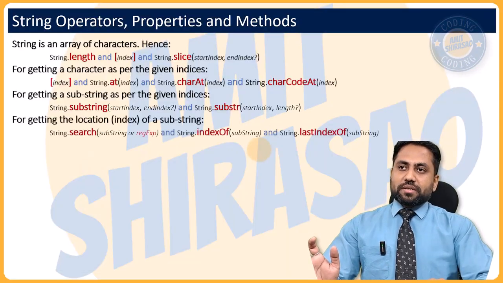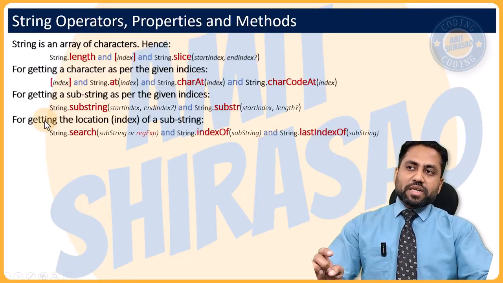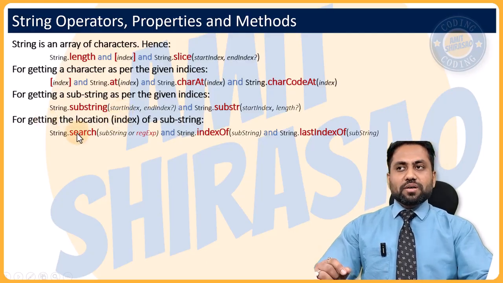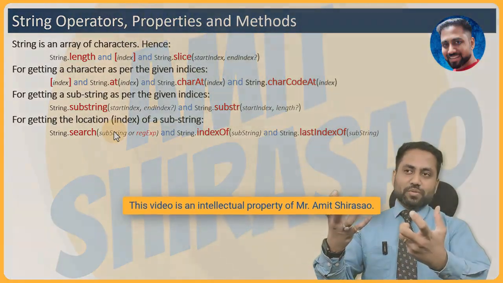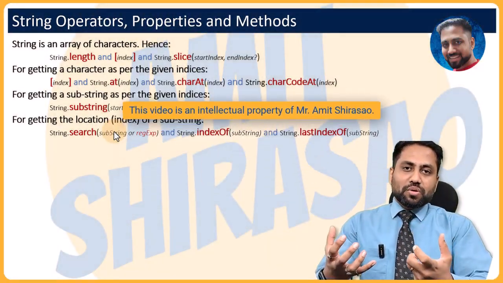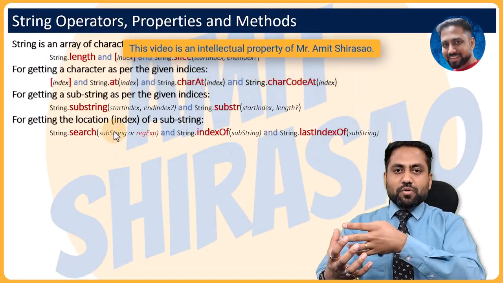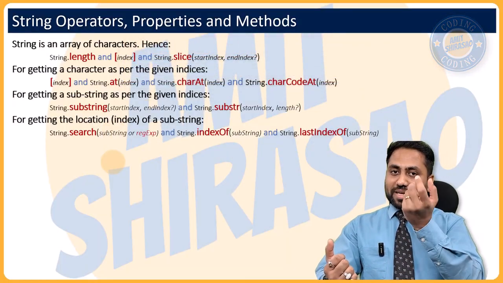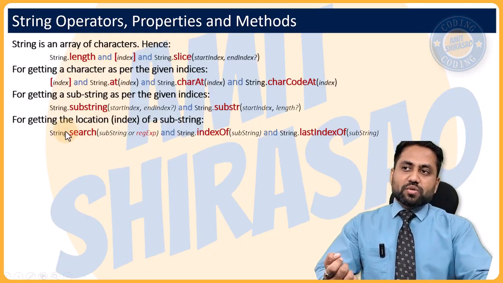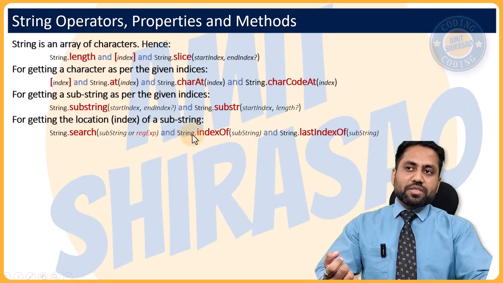Then let's go ahead. Here for getting the location, that is the index of the substring. Now here we have the string also, we have the substring also, but now we want to know where this substring occurs in the main string. It occurs at index number so and so. That's the index we want. The way to do it is you can say dot search, or you can say dot indexOf, or you can say lastIndexOf.